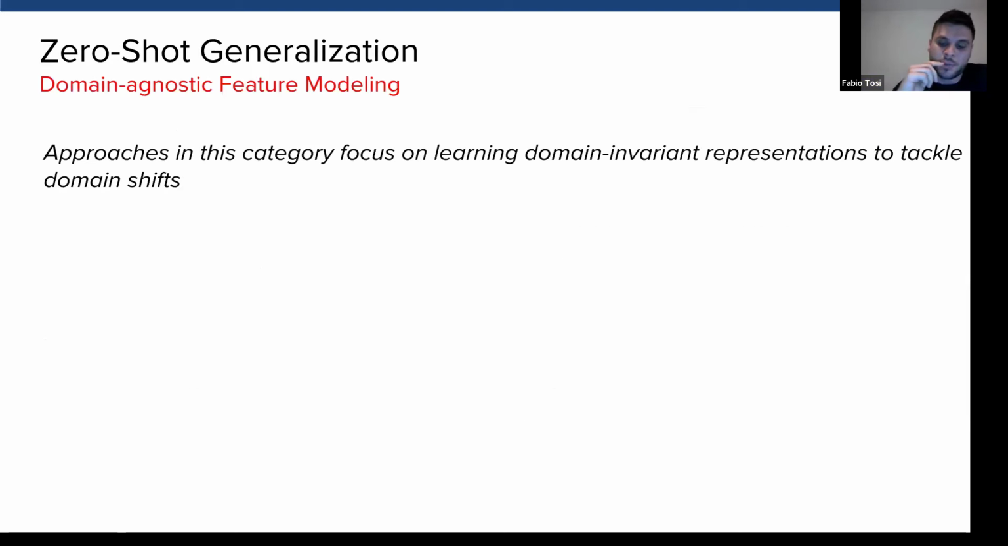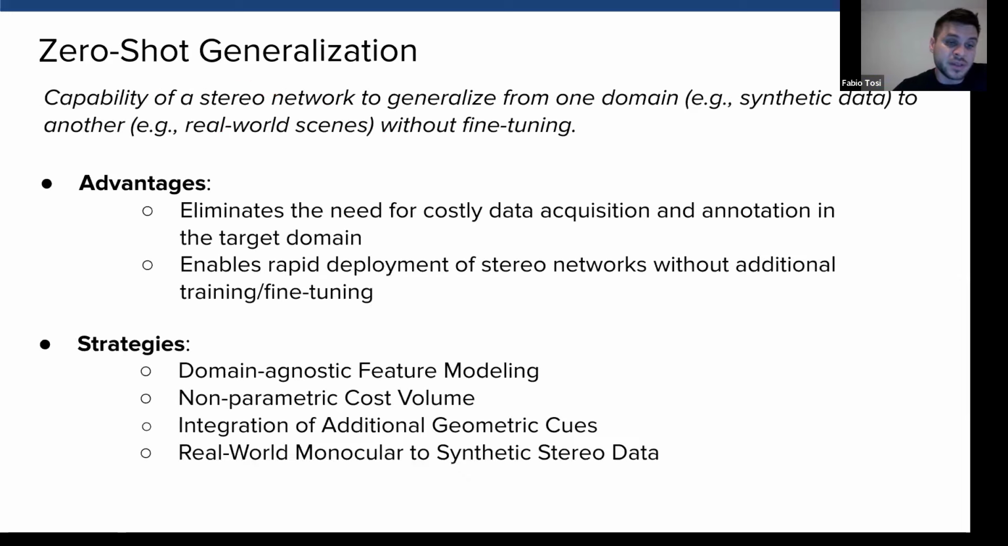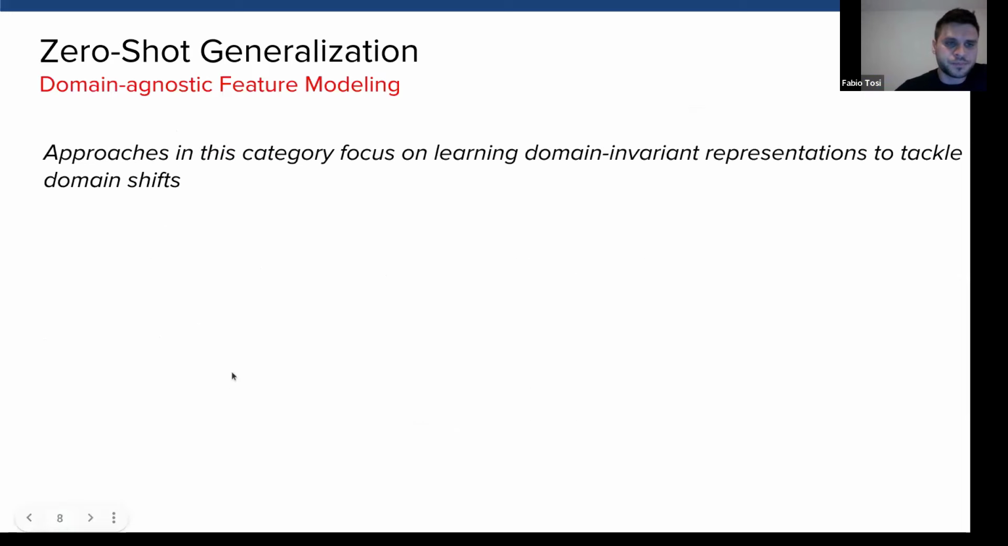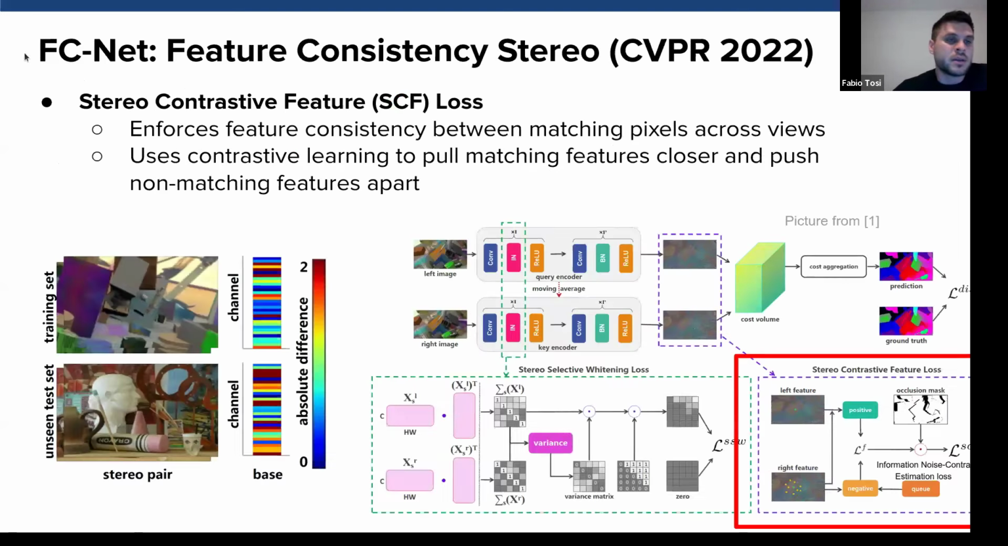So we can start from the first subcategory, domain agnostic feature modeling, and approaches in this category focus on learning domain invariant representations to tackle the domain shift. So we can start by talking about this feature consistency stereo work proposed at CVPR 2022.